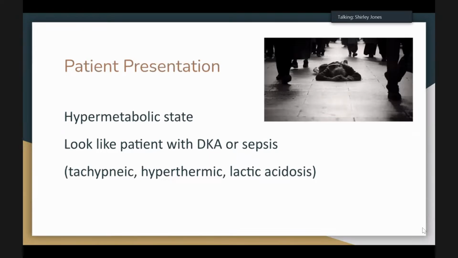So how are patients presenting? I'm starting with patient presentation because the pathophysiology and the metabolism is really complicated. So I think it's easier to think about how they're presenting and then think about why they're presenting like that. So the Tylenol overdose patient looked fine. This patient looks like crap. They look super sick. They're in this like hypermetabolic state. So they look like a patient with DKA or like someone with sepsis. They're tachypneic, hyperthermic. They have lactic acidosis. They may be tachycardic, altered, etc.